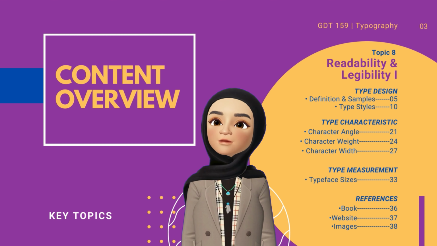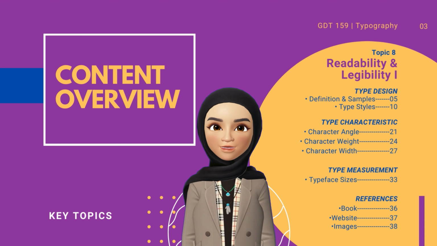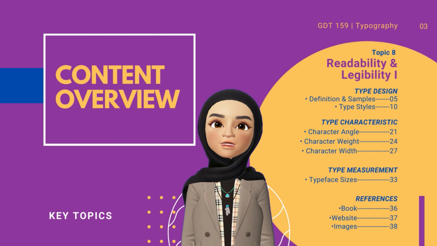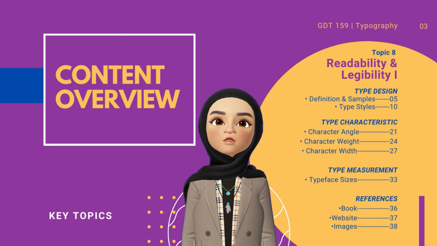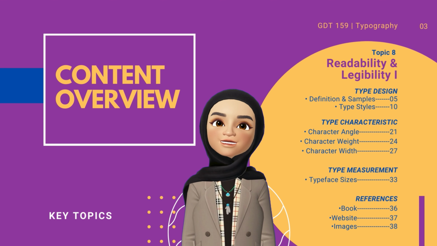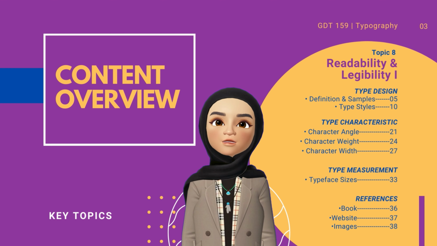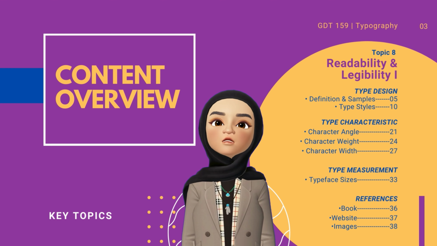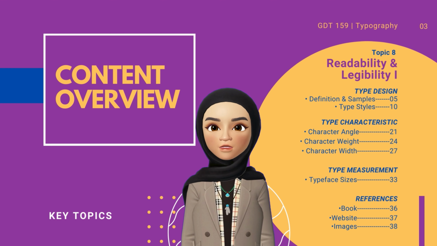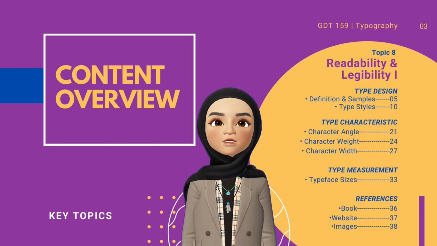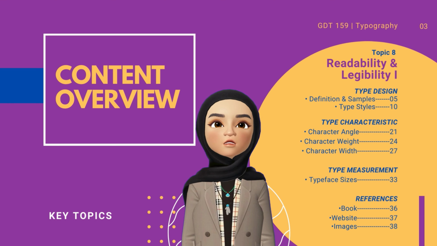In Topic 8, Readability and Legibility 1, there are 3 subtopics that you are going to discover. First, type design. In type design, you are going to learn about the definition and samples of typography, and then you are going to discover about type styles. Next, type characteristic.